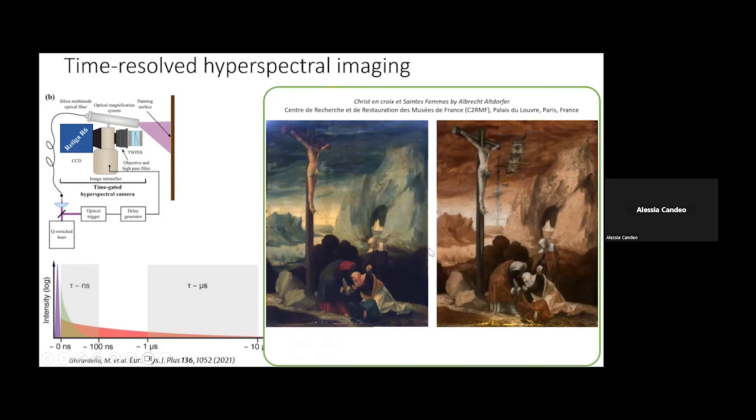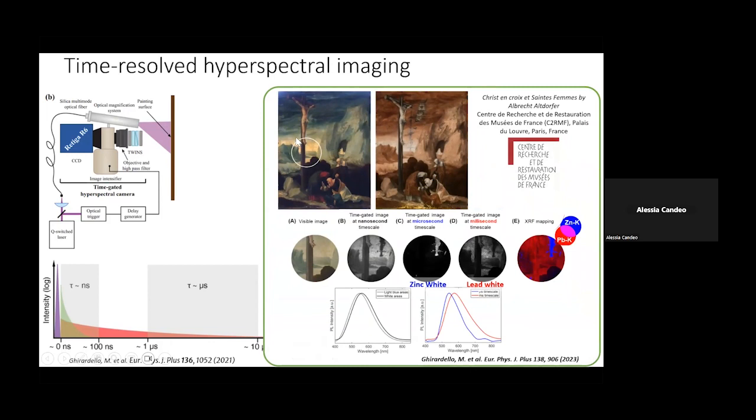We also performed time-resolved hyperspectral imaging on wide samples, like for example this painting from Aldorfer. We focused our attention on one specific region here, where the feet of Christ are positioned. In this case, we performed nanosecond, microsecond, and also millisecond time-resolved imaging. And you can maybe see that in the nanosecond time scale, there are areas that are dark, that are not emissive, or at least their emission is not visible because it's covered by all the other pigments' emission.